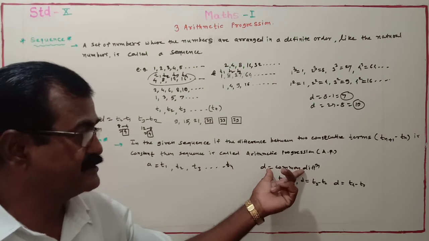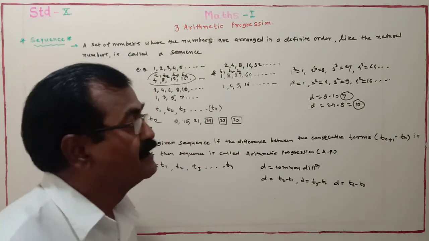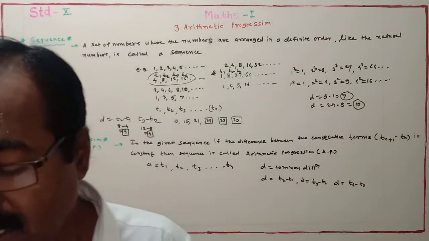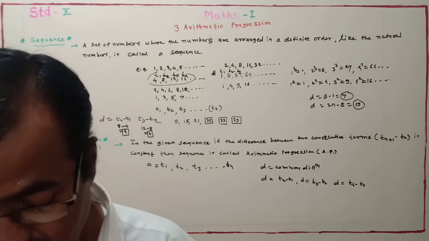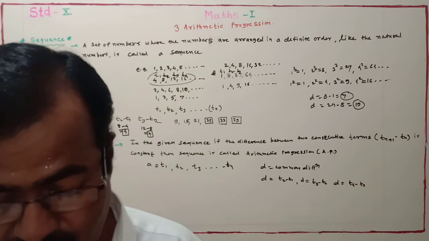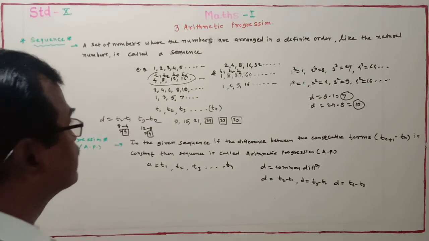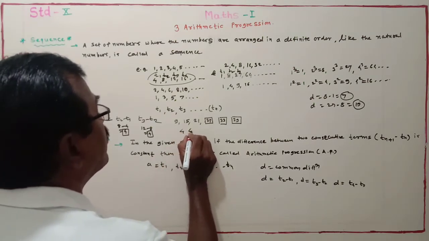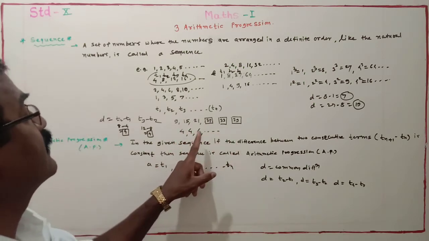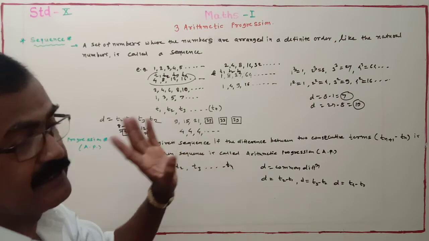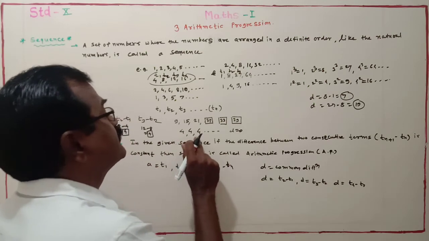D means common difference. If the common difference Tn plus 1 minus Tn is constant, then the sequence is an arithmetic progression. The common difference can also be positive, negative or zero. Means one sequence is given: 4, 4, 4, where T1 is 4, T2 is 4, T3 is 4 and so on. Then in this sequence the common difference D is 0, therefore this sequence is an AP.